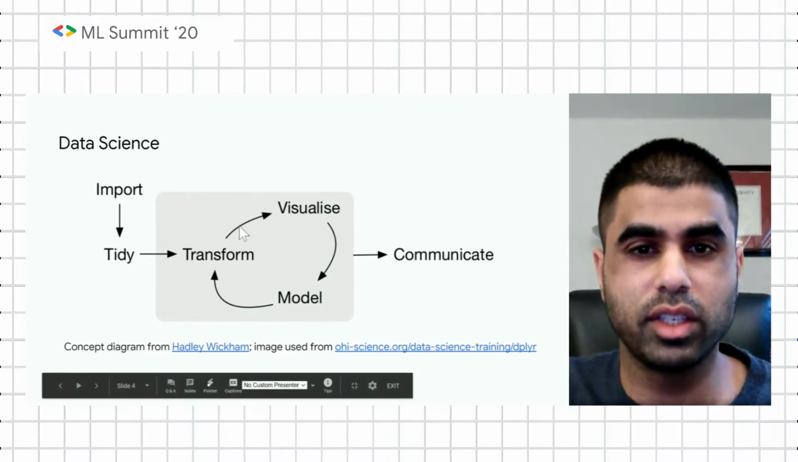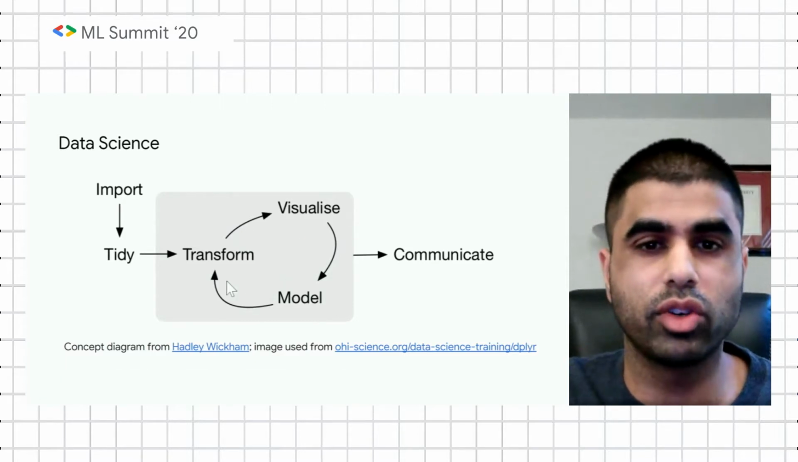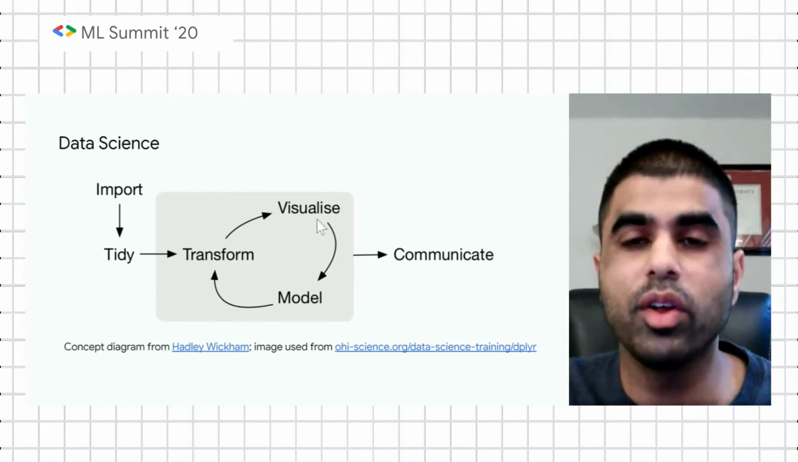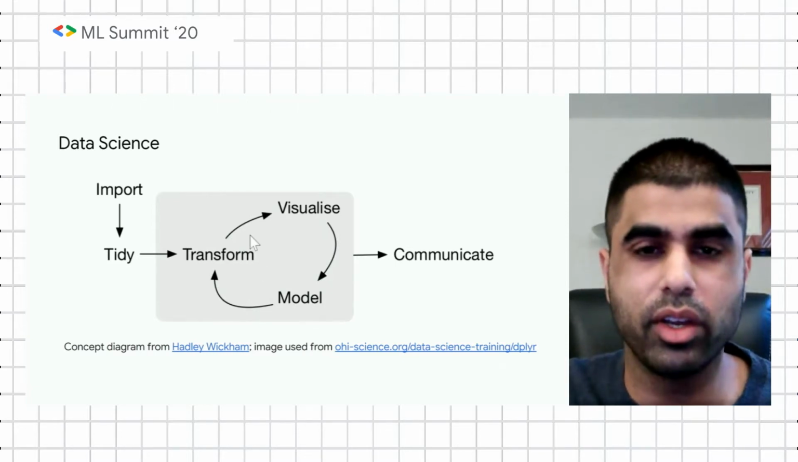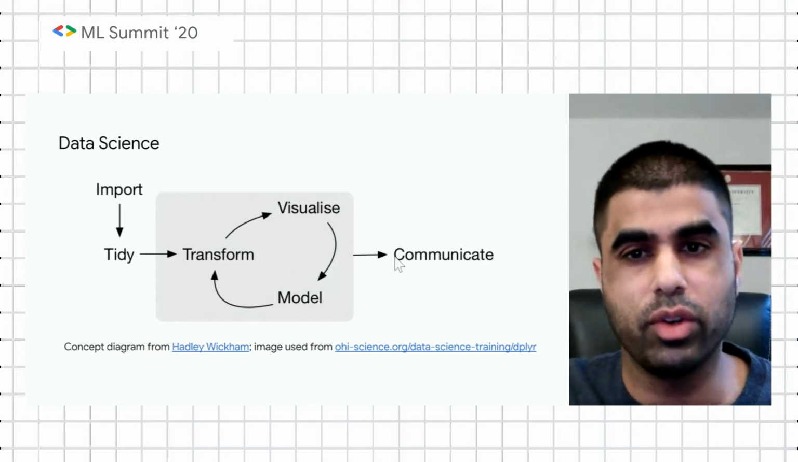And then the reason this is in a box is that this stage is pretty iterative. You might create a model, realize you want to go transform one of your variables in a different way, visualize a different relationship, think about things differently, go back and model, and you'll iterate through this process a lot. And then finally, we'll communicate.